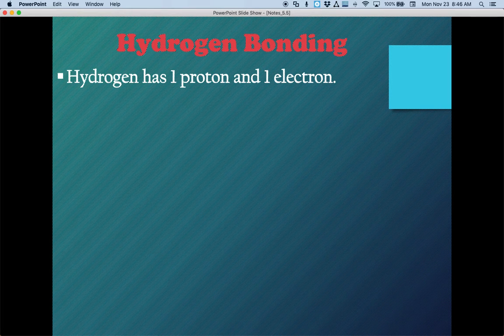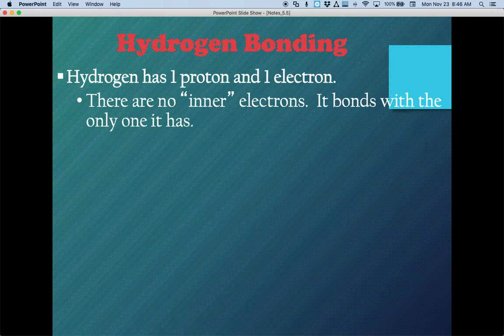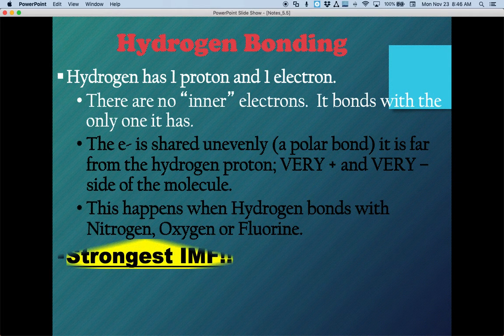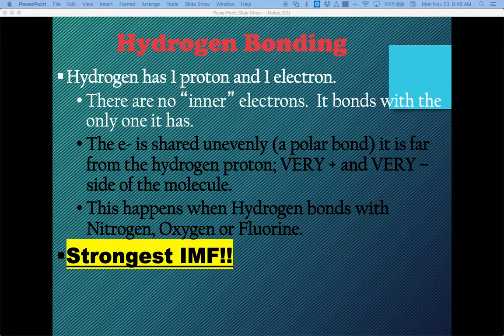You have to have hydrogen. And the reason this is special is because hydrogen is special. Hydrogen only has one proton and one electron. Here, let me just get through, there you go, so you can get this stuff written down. So there are no inner electrons. So the bond that hydrogen makes, that's where the electron is. The electron is not circling around in the lower energy levels. The electron hydrogen has is involved in the bond.